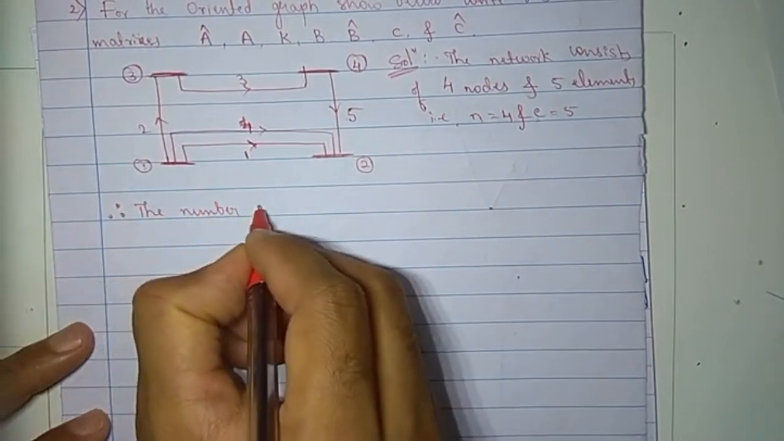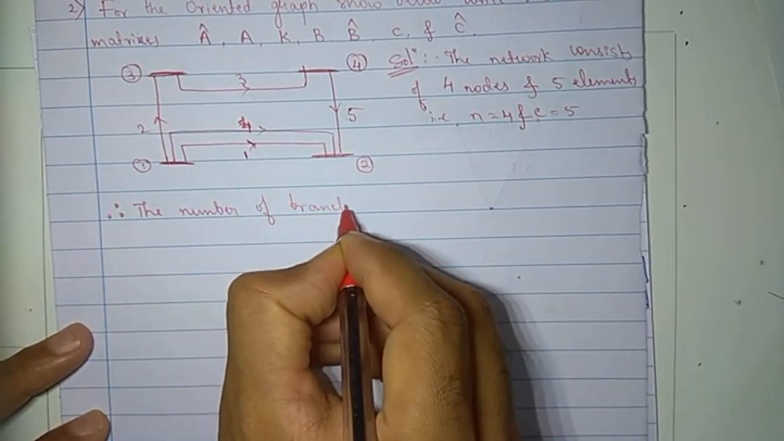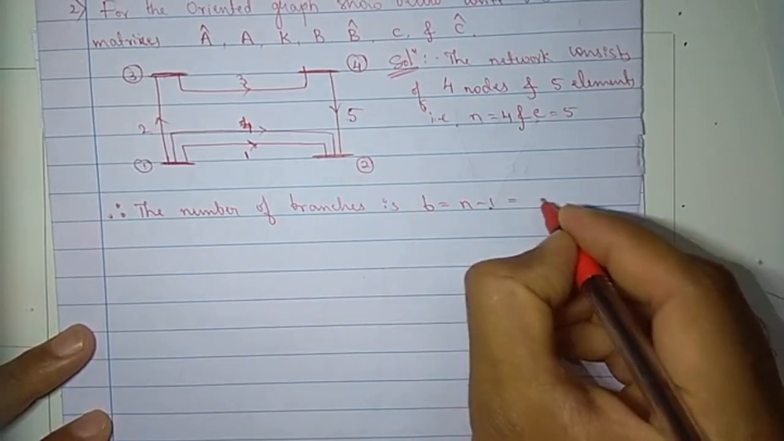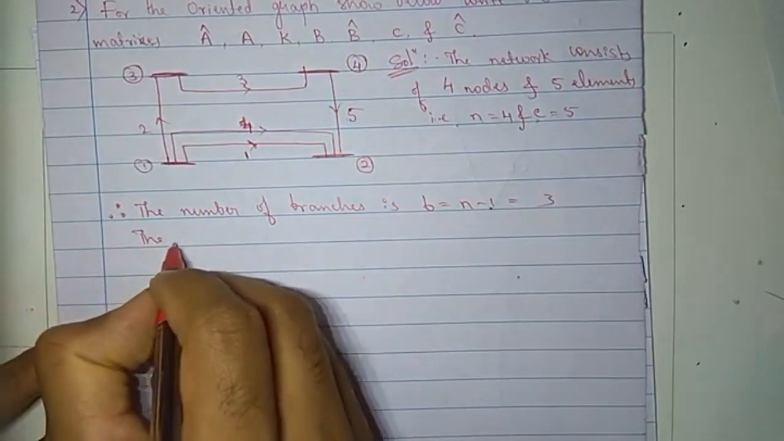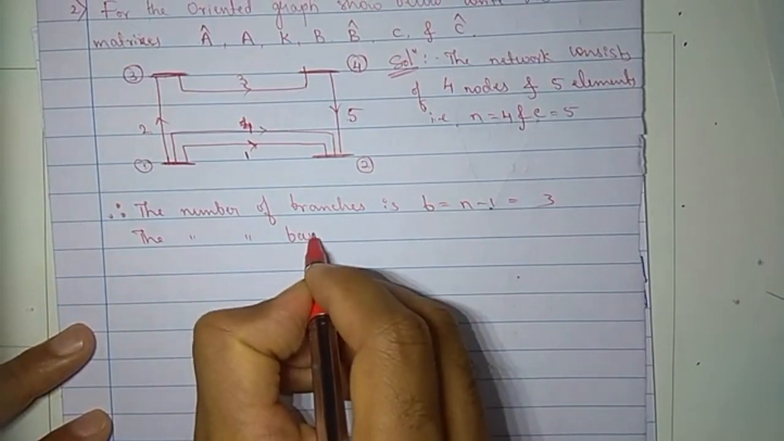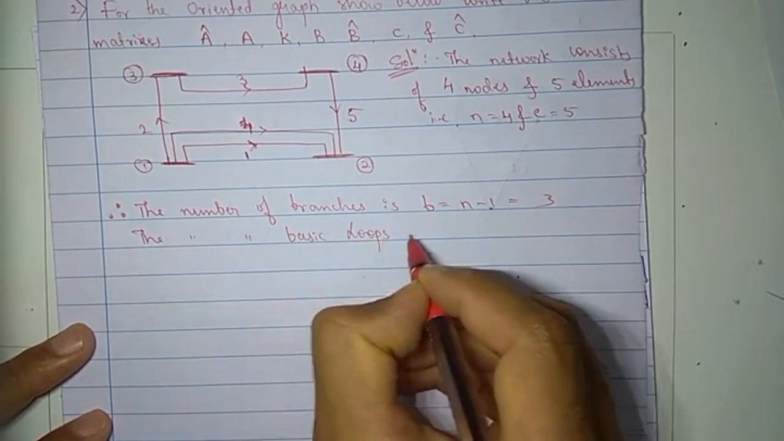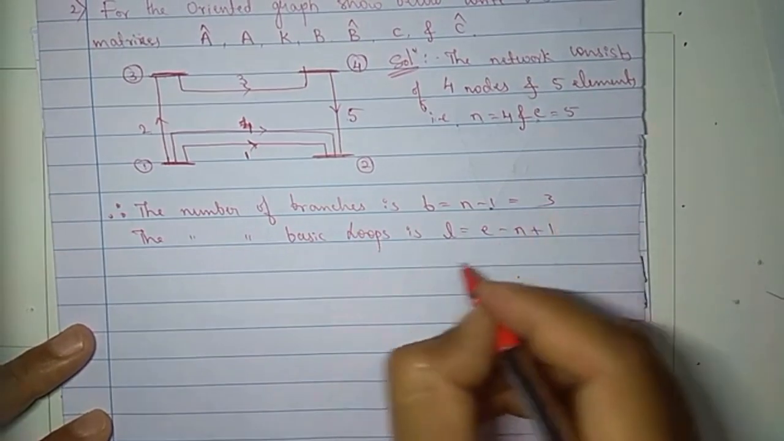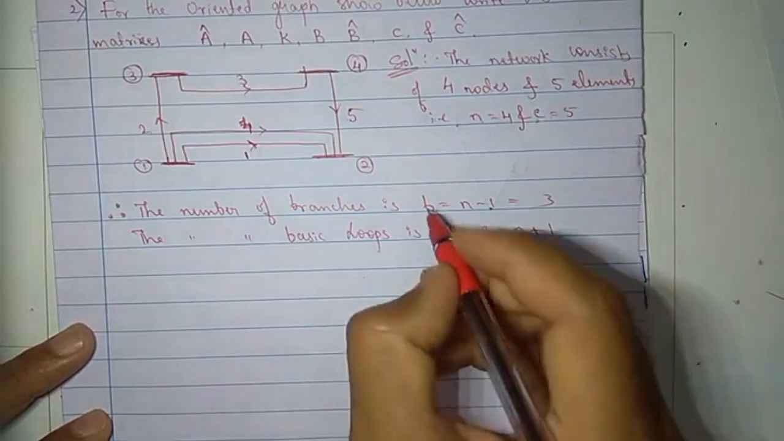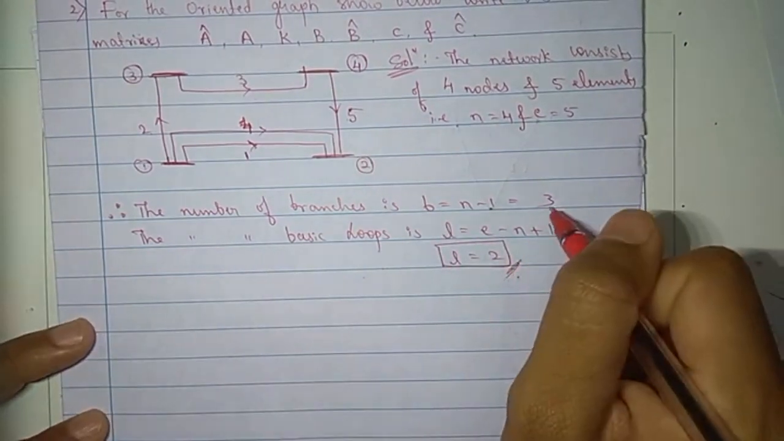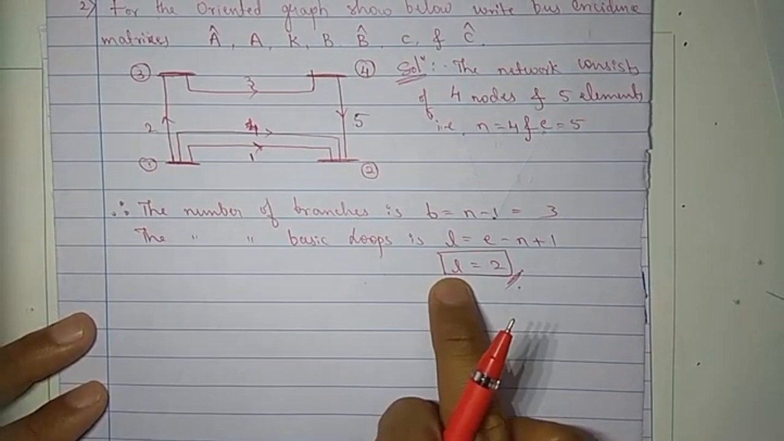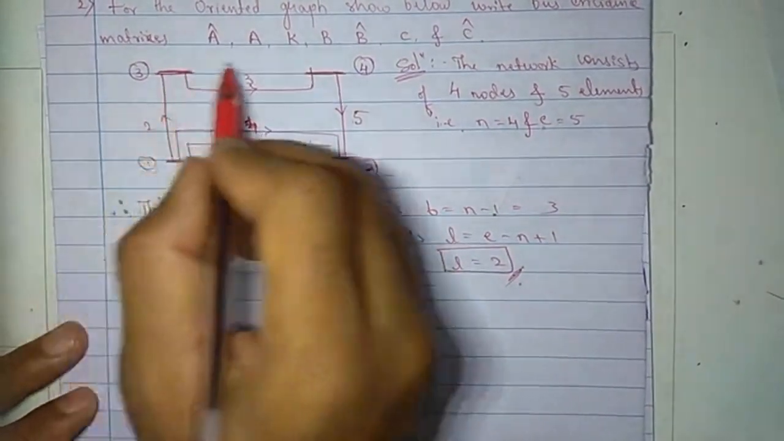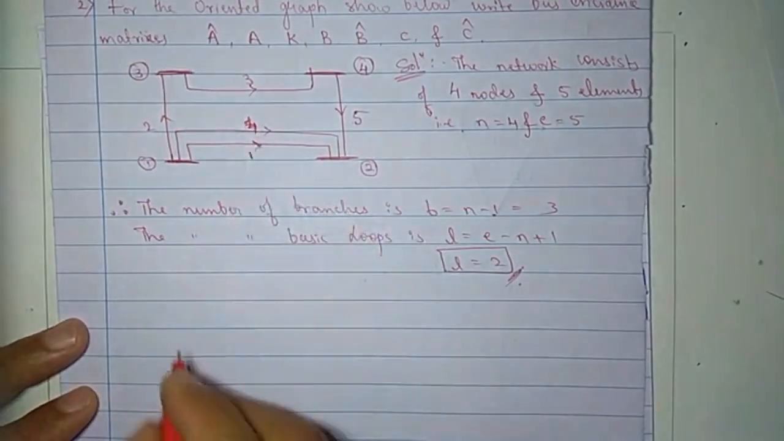The number of branches is b equal to n minus 1. You calculate, you will be getting 3. The number of basic loops is given by L equal to E minus N plus 1. If you substitute, you will be getting totally 2 links. First you should calculate the number of links and number of branches. So totally there are 2 links. So how should I frame the 2 links? I should draw a tree for the given graph.